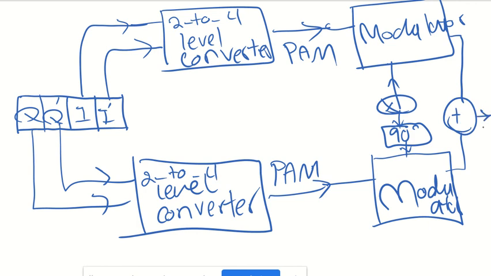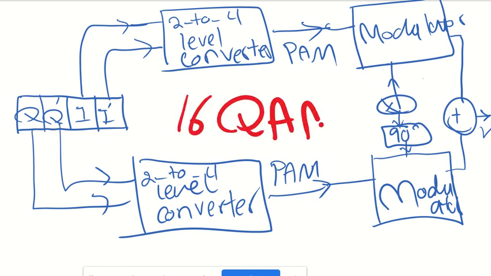This signal that is coming out has the information of these 2 bits and these 2 bits, which are encoded into the amplitude and phase of the cosine and the amplitude and phase of the sine. Because I have 4 bits for this particular example, this circuit that I just drew for you is called 16 QAM, quadrature amplitude modulation.